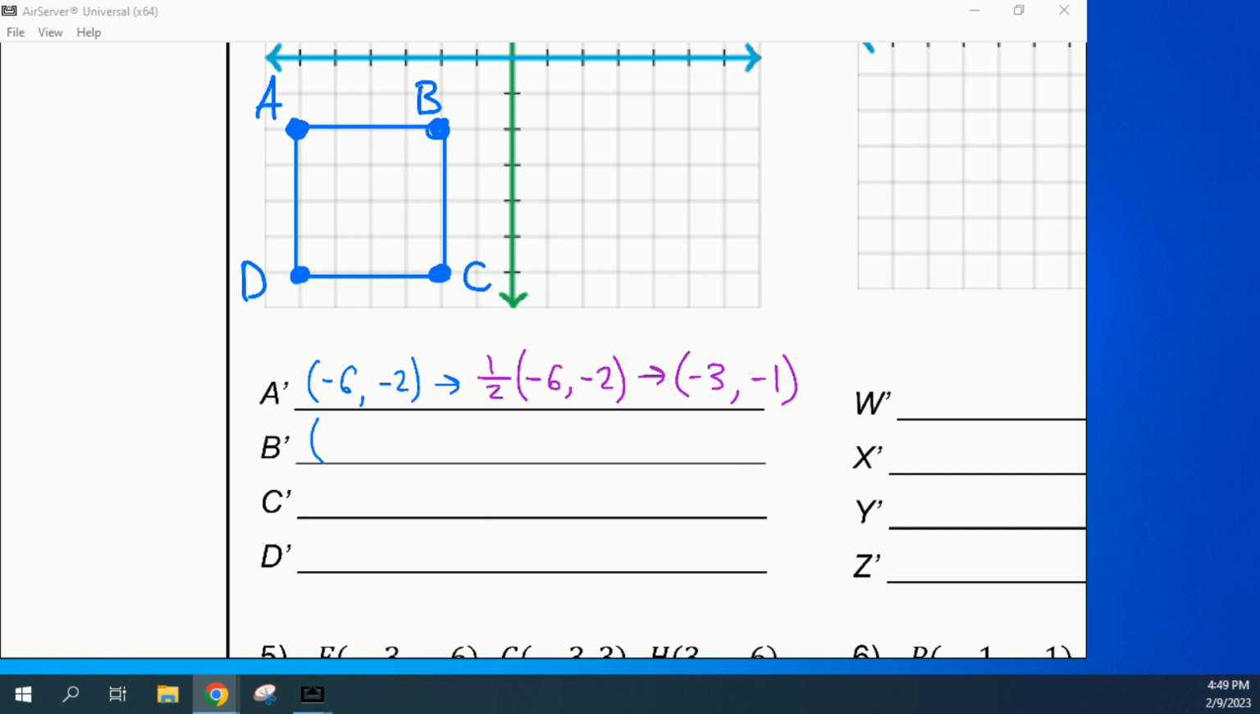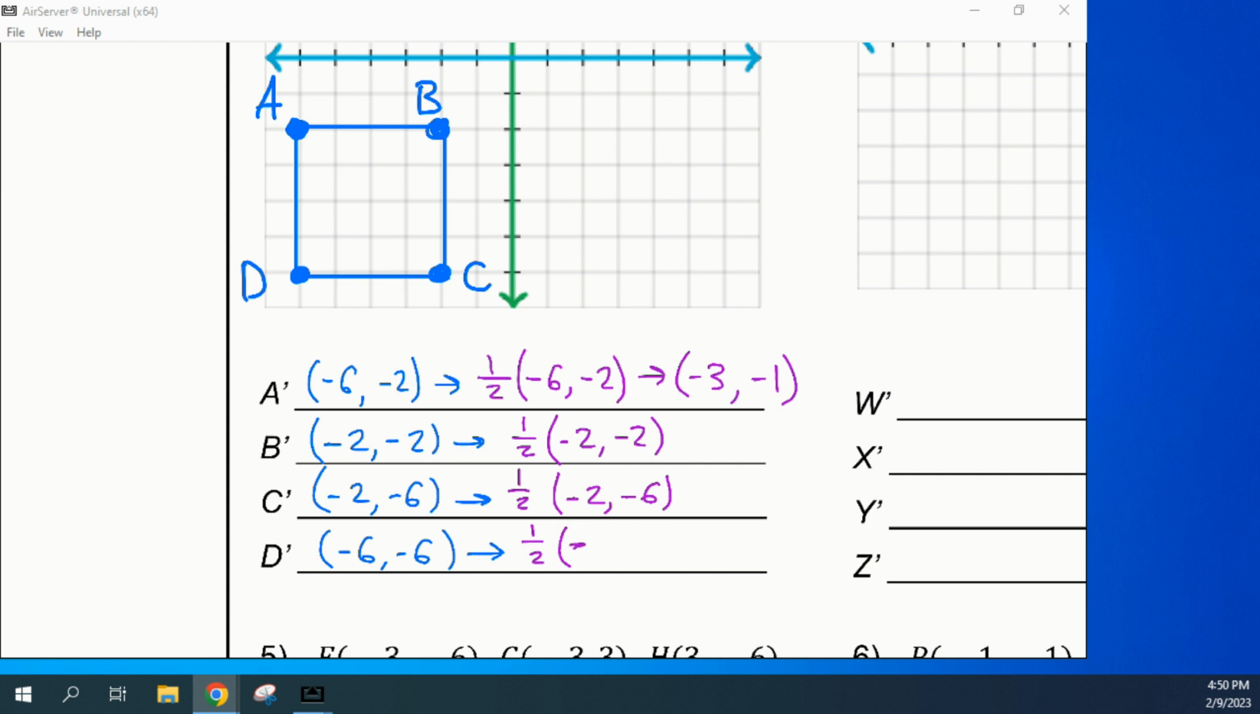Actually, I'm going to write all of these first just so I don't have to keep changing colors. So B is -2, -2. C is -2, -6. And D is -6, -6. All of these are going to be using that scale factor of 1/2. So I'm going to be taking 1/2 times all of these ordered pairs: half of my -2, -2, half of my -2, -6, half of my -6, -6. And then what we're going to have left is our dilated points.